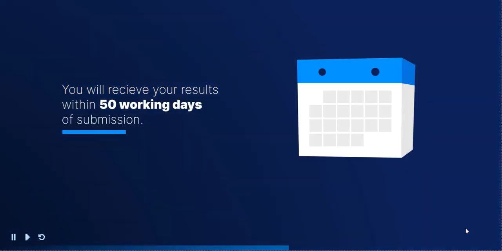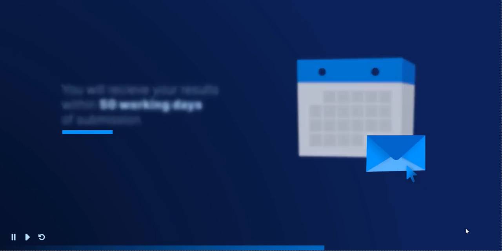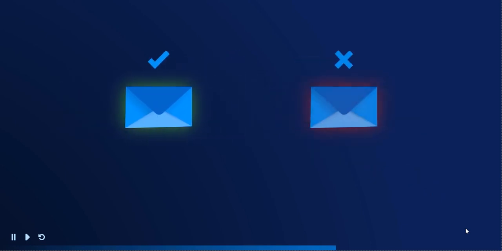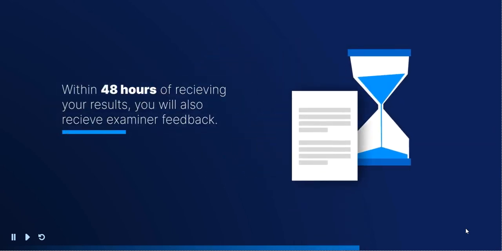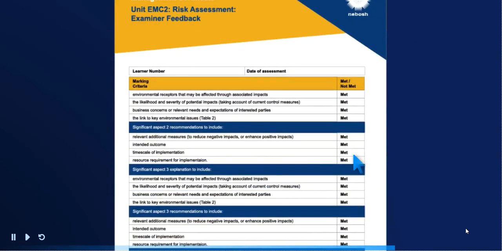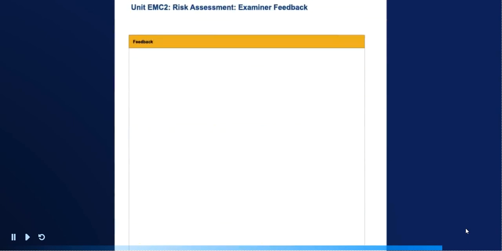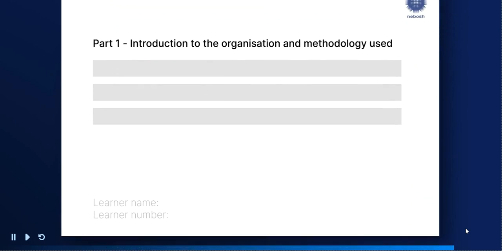Once you have completed and submitted your examination, you will receive your results within 50 working days of submission. When you receive your result, you will be awarded either a pass or a refer. Within 48 hours of receiving your result, you shall also receive examiner's feedback. This document will detail each section you have covered within this assessment. It will demonstrate to you which requirements of this assessment you have met. If you have not met a requirement, the examiner explains why in the comment section.